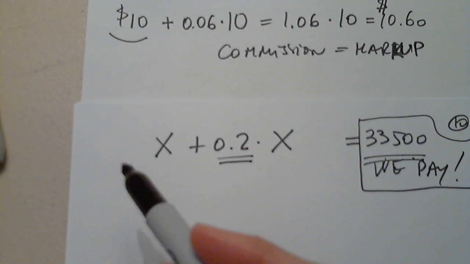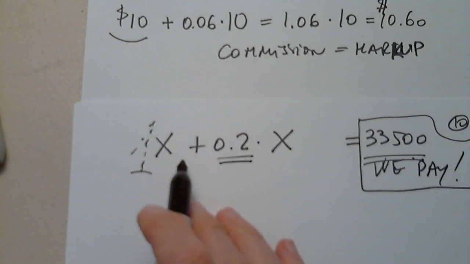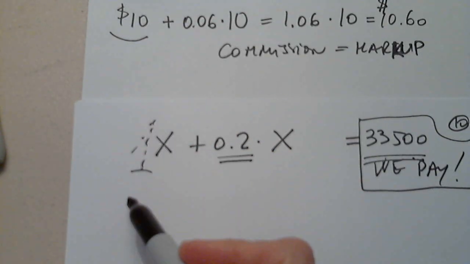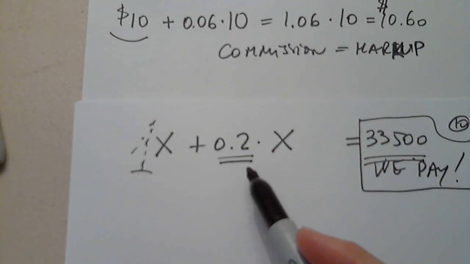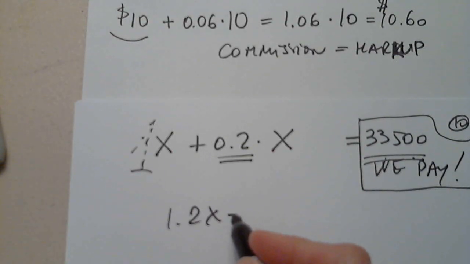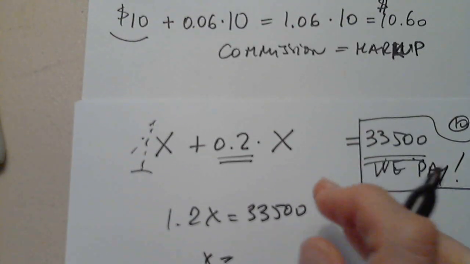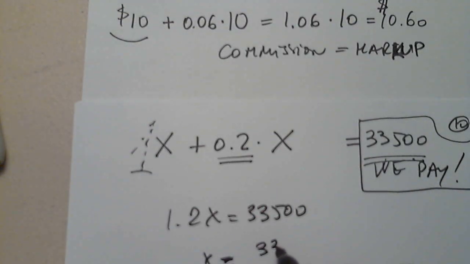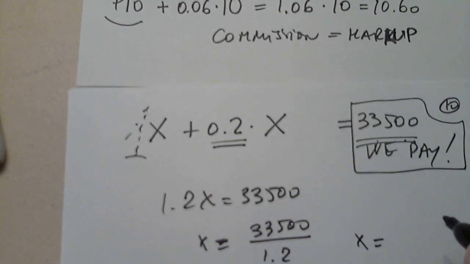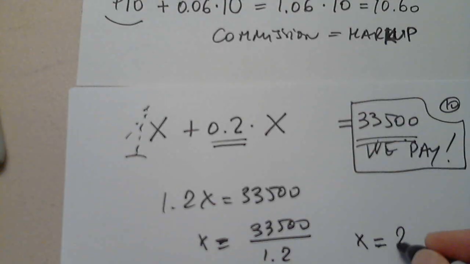So 1x, because there is always a 1 in front of x. But if it's a minus, it's a negative 1, right? But 1 plus 0.2 is 1.2x equals 33,500. And then x is this over this, 33,500 over 1.2. How much did you get? You said 27,000. Oh, I deleted it. That's okay. No worries.